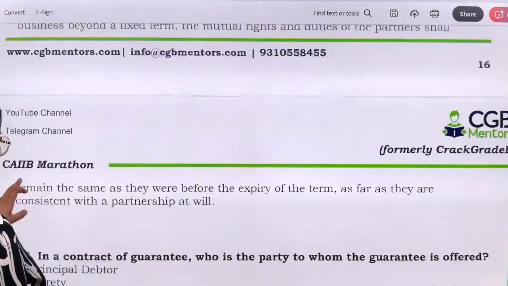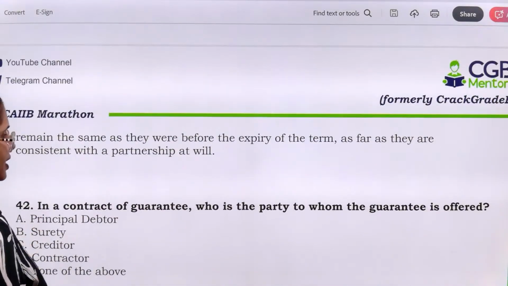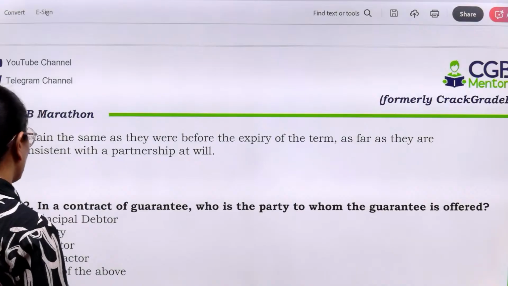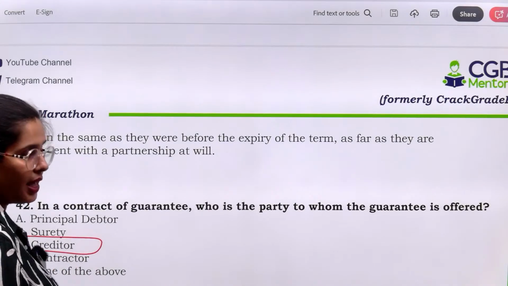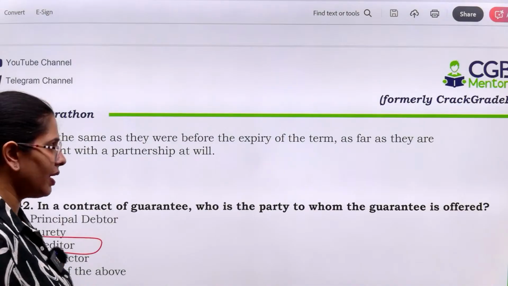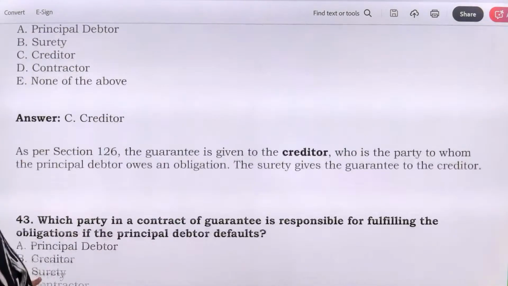Now, in a contract of guarantee, who is the party to whom guarantee is offered? So, guarantee is offered to the creditor who has given the money, that if you will not receive your money, we are going to pay to you. That is a contract of guarantee.